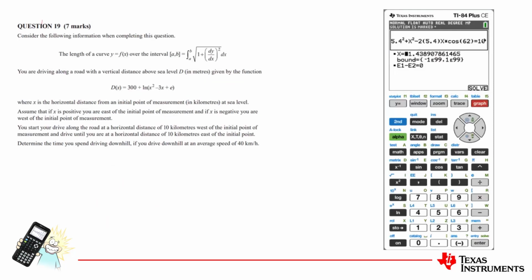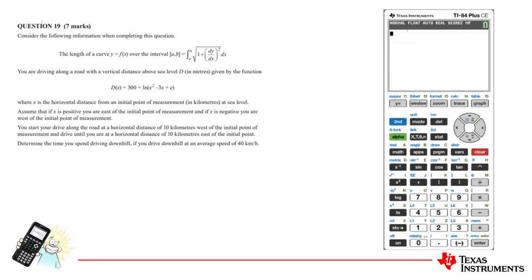Second last question here, question 19. We're told we're driving along a road which is a vertical distance above sea level given in meters, and it's got this nice function 300 plus the natural log of x squared minus 3x plus e. X is our horizontal distance from our initial point of measurement, and if we're east of the initial point, our value of x is positive. If we're west, it's negative. We're starting from negative 10 to 10, so we're starting from 10 kilometers west, ending up 10 kilometers east, and the last little bit of information we're given is that we're driving downhill at an average speed of 40 kilometers an hour.